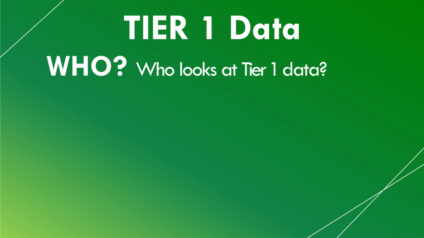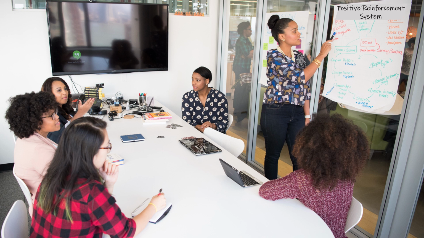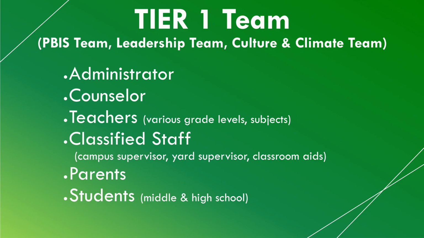First, let's talk about who looks at Tier 1 data. The Tier 1 team, often called the PBIS team or the Culture and Climate or maybe the leadership team, is made up of a representative group on campus, like the principal, teachers from different grade levels, special education, classroom aides, maybe campus supervisors, parents, and then in older grades, you want students there. The team analyzes the data, typically on a monthly basis.